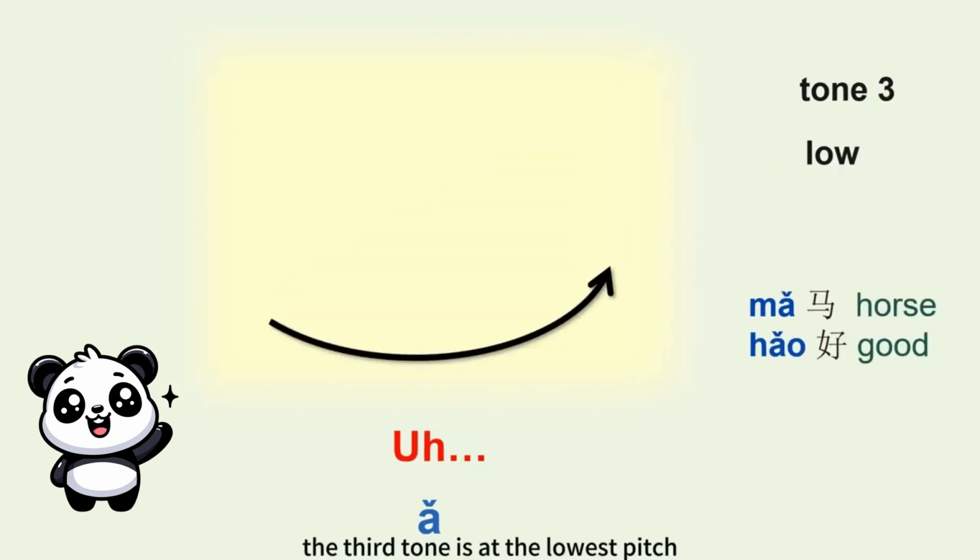The third tone is at the lowest pitch with a very slight rising towards the end of the tone. It's similar to the English low pitch sound. The Chinese word mǎ, which means horse, has the third low tone. The Chinese word hǎo, which means good, also carries the third low tone.